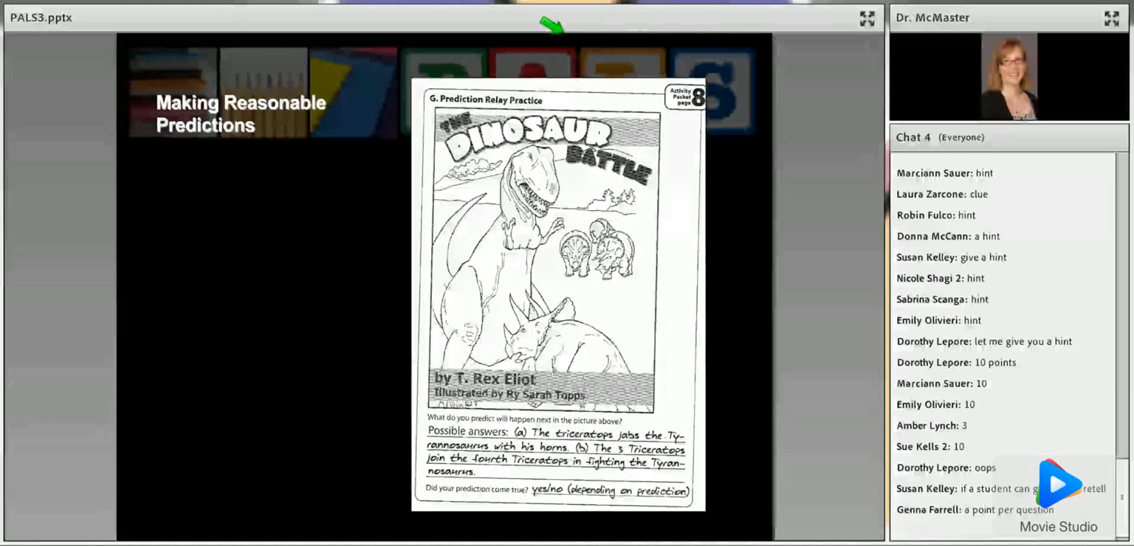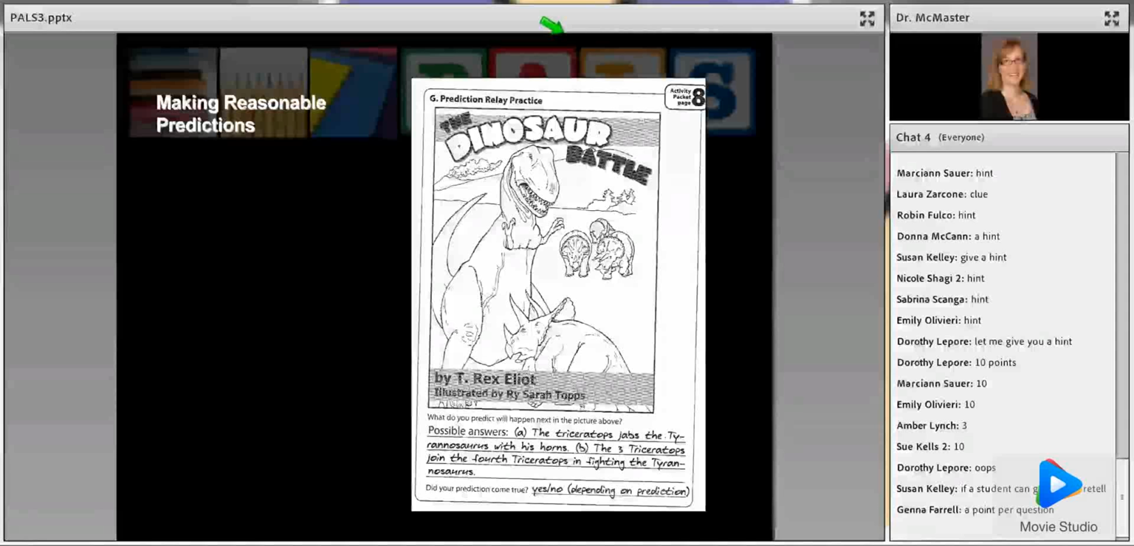So here's one of the activities that is in the manual that you can use to help students understand how to make a reasonable prediction. This picture shows a dinosaur battle, and we might talk about reasonable predictions that we might make about what's going to happen next in this picture. And you can see there's some possible answers that the teacher, this is the answer key, has written in. The Triceratops jabs the Tyrannosaurus Rex with his horns, so that could happen. And that's reasonable because it looks like the Triceratops is about to jab the T-Rex.